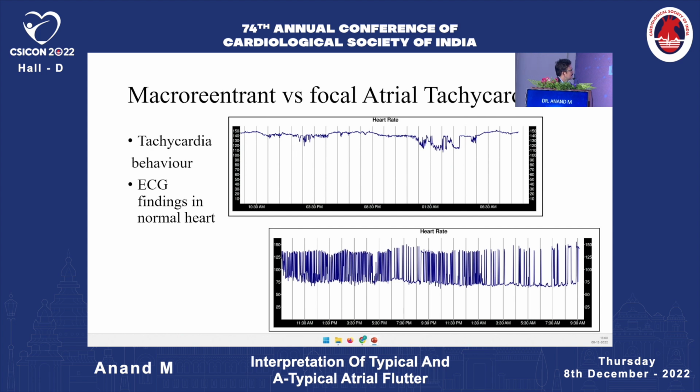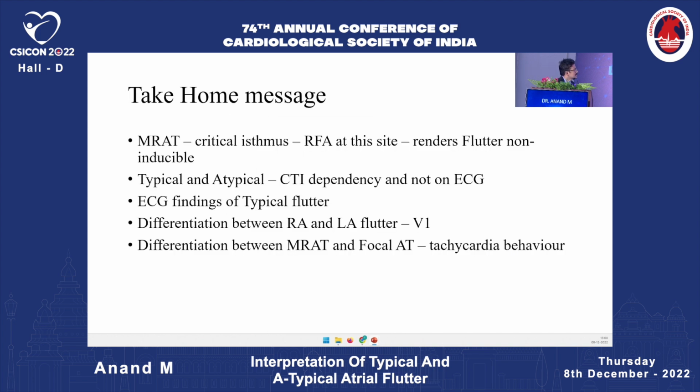Macro-reentrant atrial tachycardia usually will have an undulant wave with no isoelectric line, while in FAT you will have an isoelectric line. So, conclusion: in electrophysiology, MRAT is a more appropriate term, where the critical isthmus is the slow conduction zone, and RFA at this site renders the flutters non-inducible. Typical and atypical flutter is based on CTI dependency and not on ECG findings. And you should know the ECG finding of a typical flutter, which is a sawtooth wave pattern.